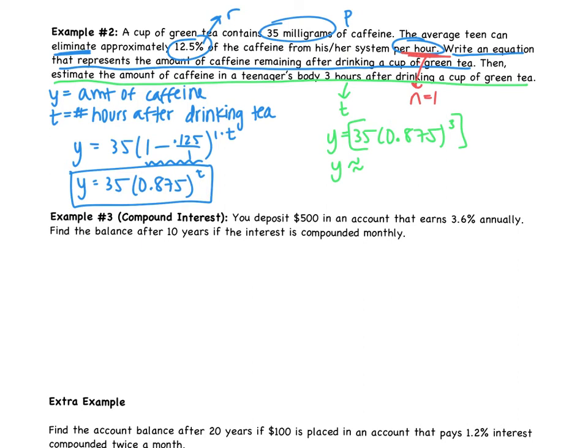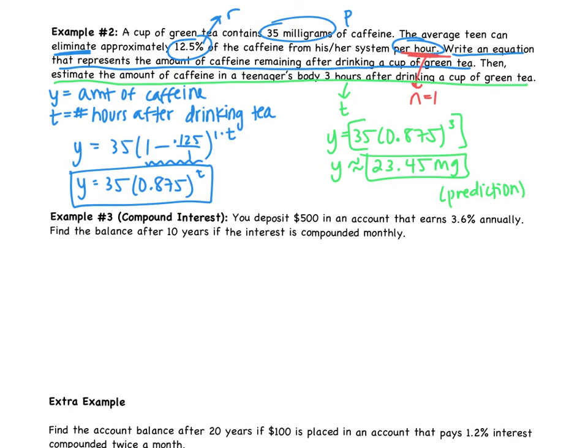Okay, when we do that, we should get about 23.45 milligrams. So again, what I want us to remember is this is a prediction. This is a prediction for the amount of caffeine in this teen's body after 3 hours. It's a prediction. It is not necessarily definitively true.